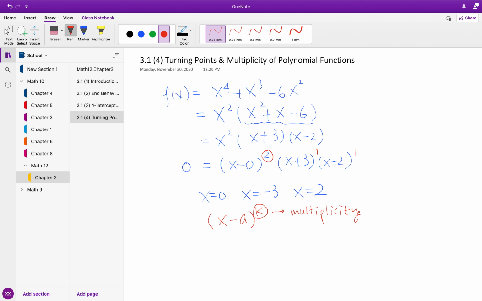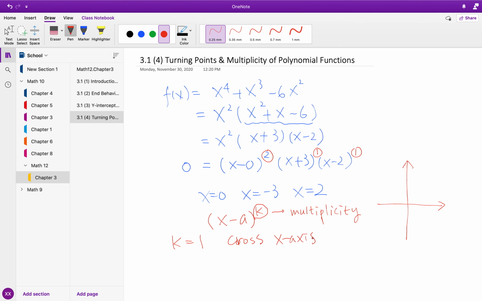So the multiplicity: if the multiplicity k equals 1, that means your graph will definitely cross the x-axis.